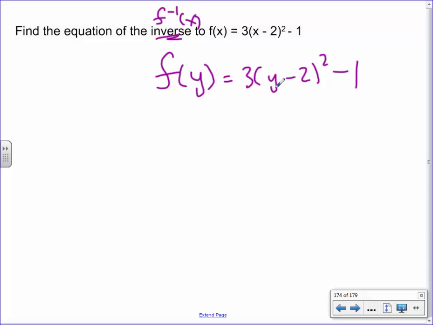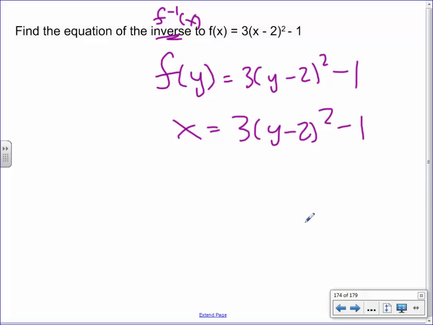Okay, well this is now a y. Now, this over here used to be y though, right? Well, if x becomes y, y has to become x. So really, here's a better way of writing it: x equals 3(y minus 2) squared minus 1. Literally, all I've done is change the order of my x and y's.